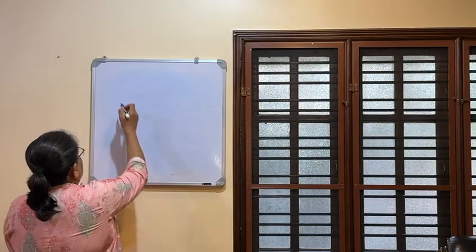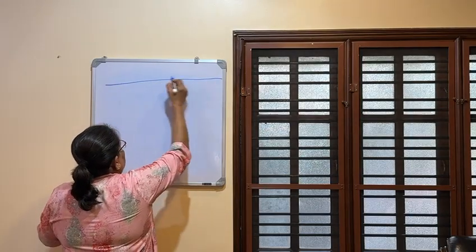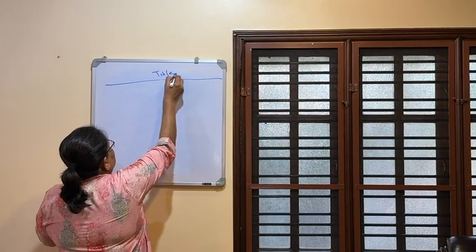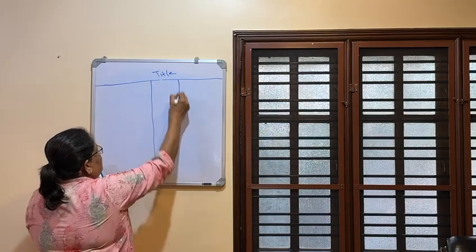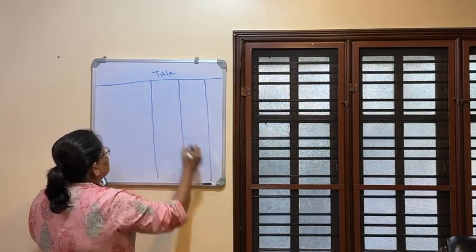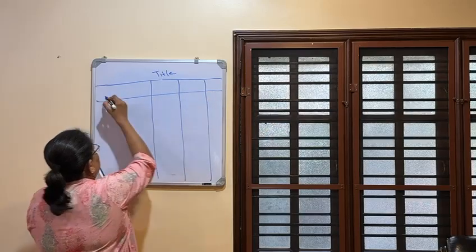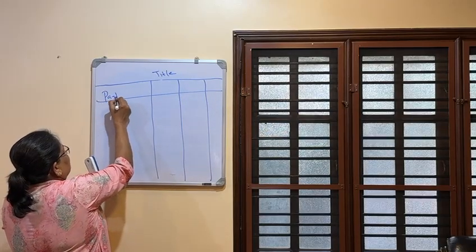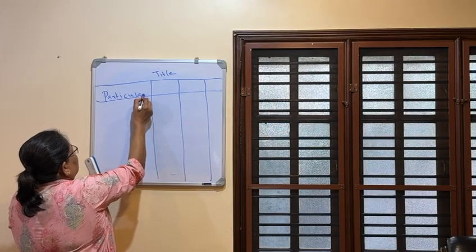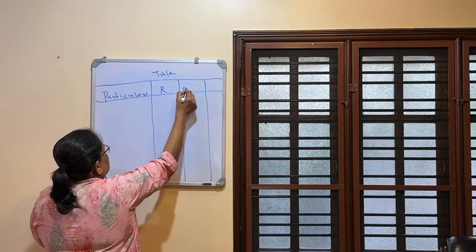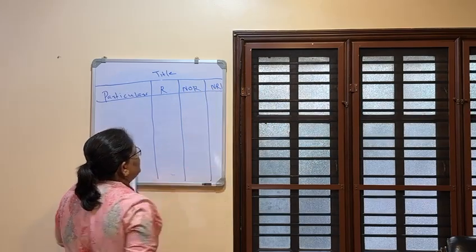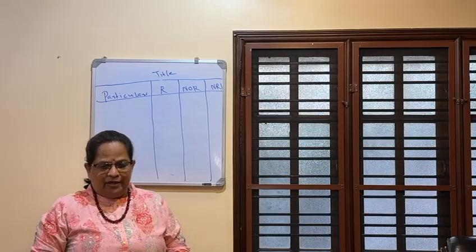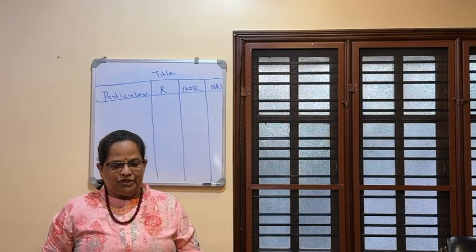When you are doing the problems, I am very particular that a title should be there. Here this column will be particulars, and here resident, not ordinarily resident, and non-resident. This is very important. So here we have to see the question.